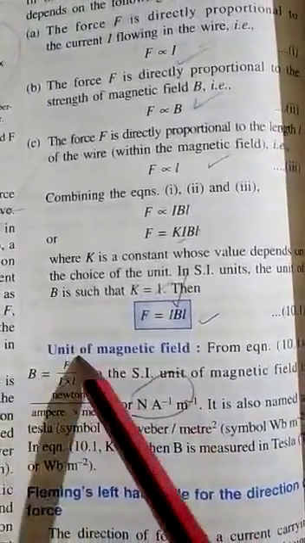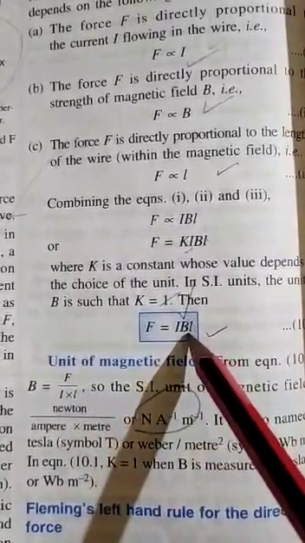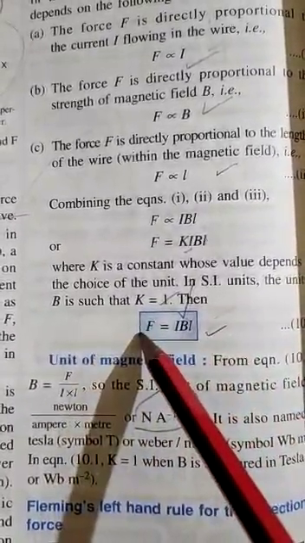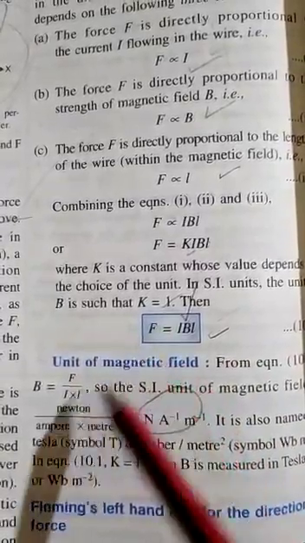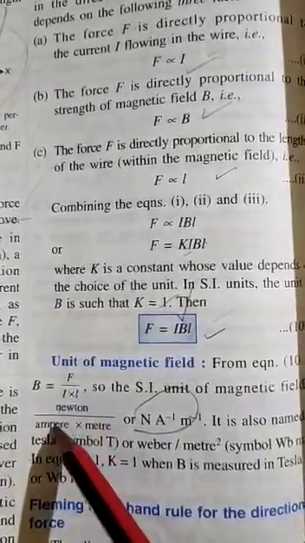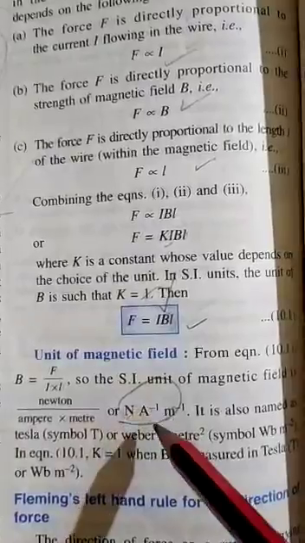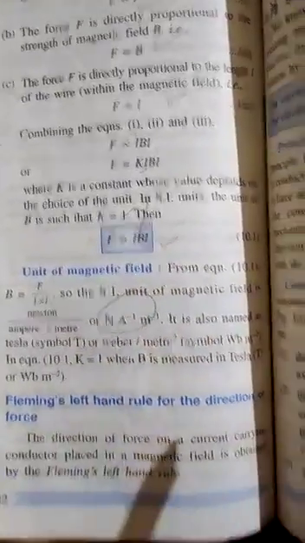Now how can you find the unit of magnetic field? For magnetic field, you will keep B on one side, and on the other side there will be F by I into L. So force has the unit Newton, current has the unit ampere, and length is measured in meter. So it will be Newton per ampere per meter.